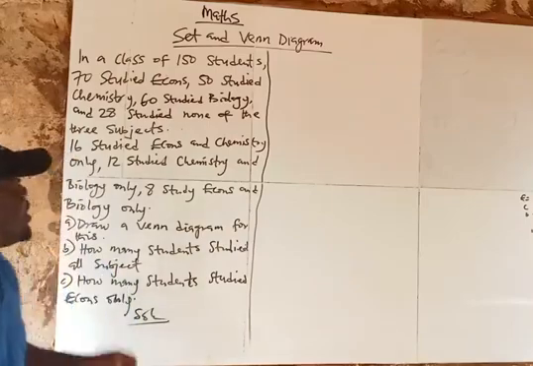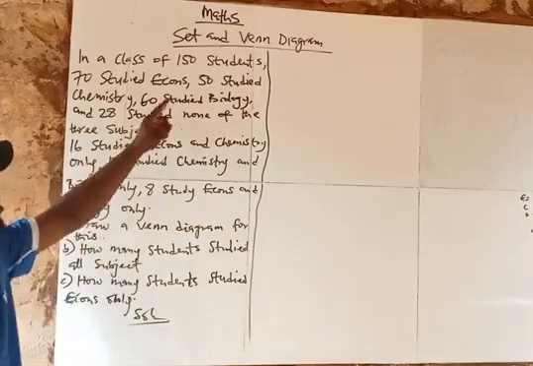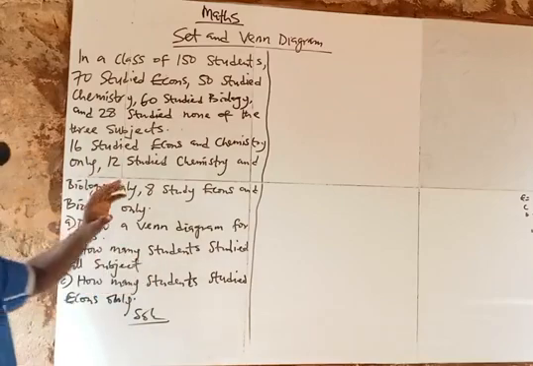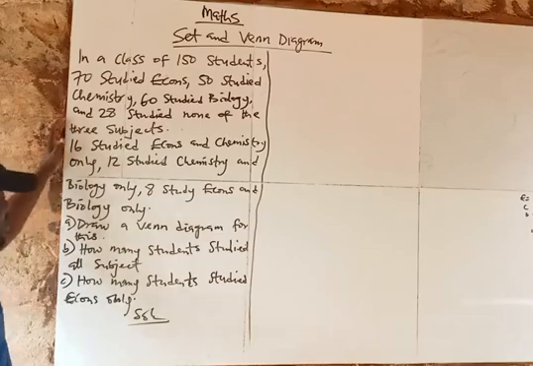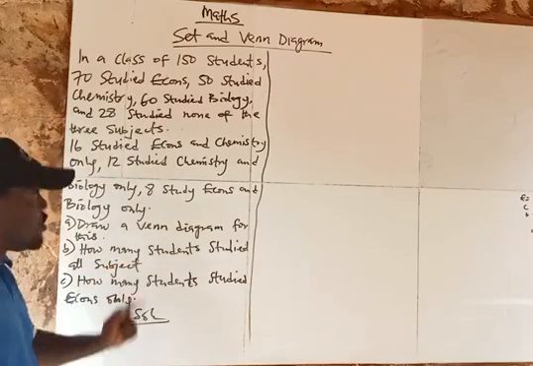Okay, now today we are going to be looking at set and Venn diagram. Set and Venn diagram. If you look at this question, it's actually very, very complex, but it's easy to solve. So just follow the steps.